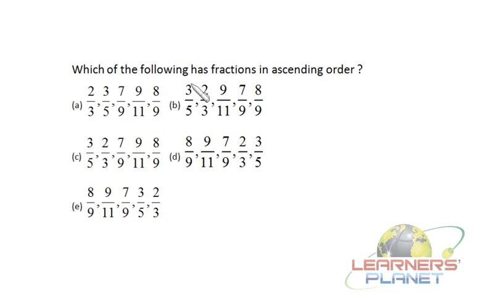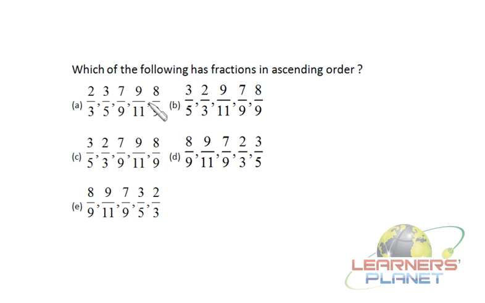Now, which of the following has fractions in ascending order? Further, we have been given 5 fractions over here, and we have to make a comparison among them. Friends, in this case, we'll be combining the two methods, that is the comparison of numerator and denominator as well as the cross multiplication method. Okay, let's begin with the first option.